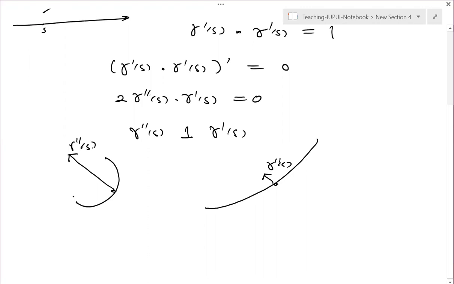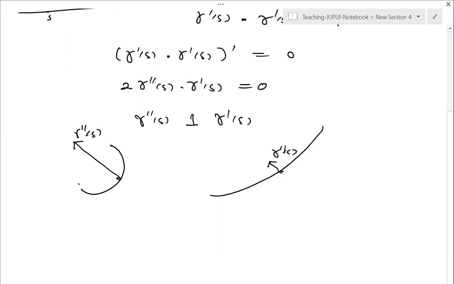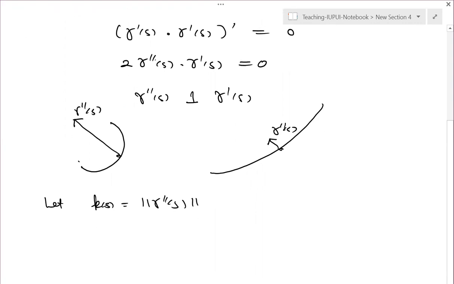So it is natural to define the length of the second derivative, and we call it the curvature of the curve at that particular point. And kappa of s is called the curvature of this curve C at that particular point.